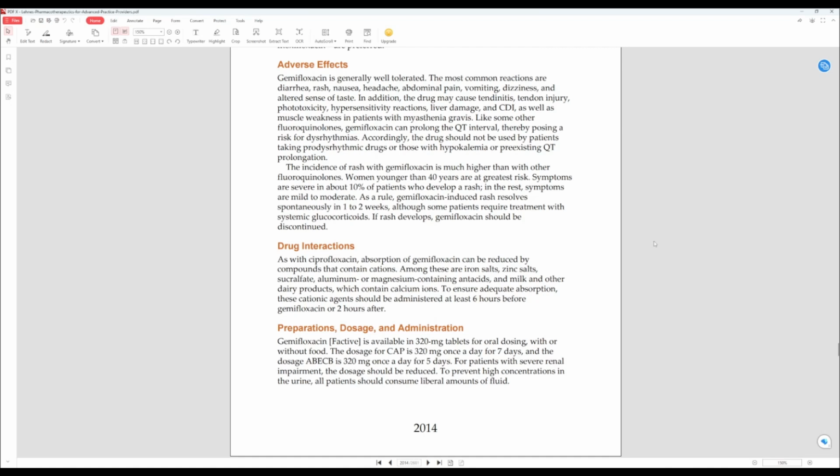The incidence of rash with gemifloxacin is much higher than with other fluoroquinolones. Women younger than 40 years are at greatest risk. Symptoms are severe in about 10% of patients who develop a rash. In the rest, symptoms are mild to moderate. So as a rule, gemifloxacin-induced rash resolves spontaneously, usually in 1 to 2 weeks, although some patients require treatment with a systemic glucocorticoid. If rashes do develop, gemifloxacin should be discontinued.